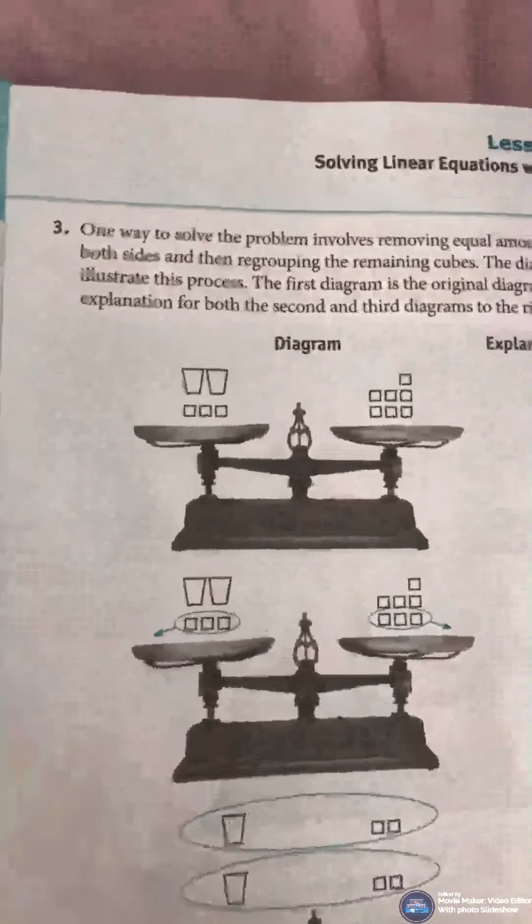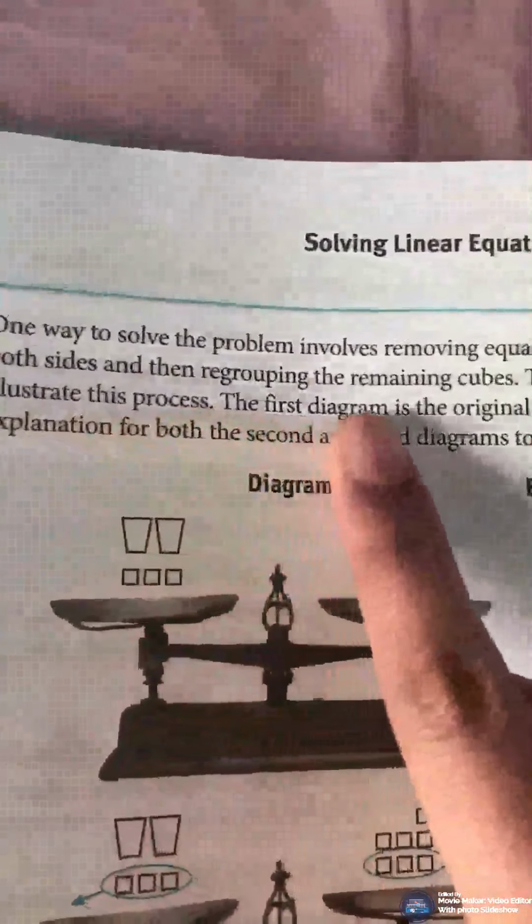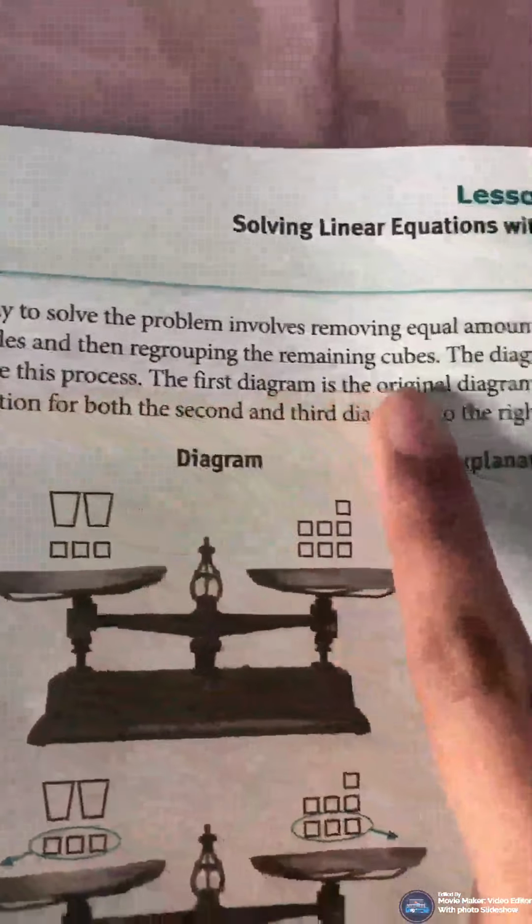So right now we're at page 120, lesson 10-1, activity 10. So let's go to question number 3, and let's read the question together. One way to solve the problem involves removing equal amounts from both sides and then regrouping the remaining cubes. The diagram below illustrates this process.